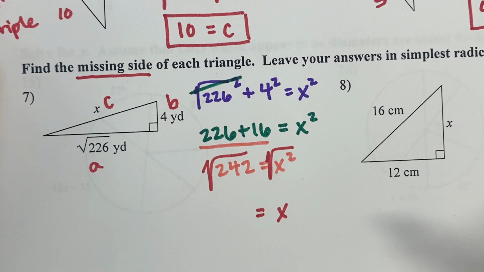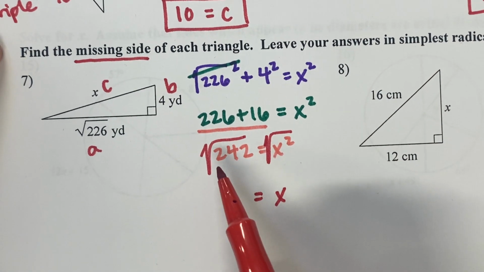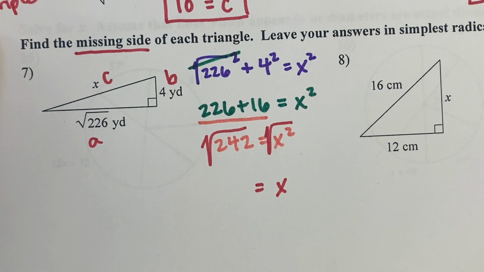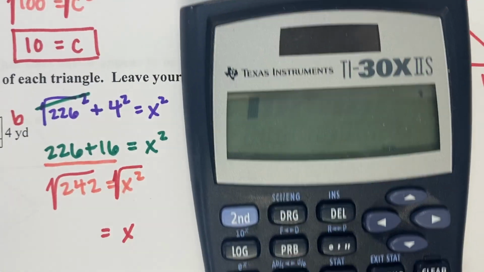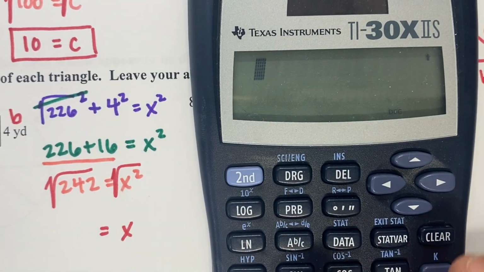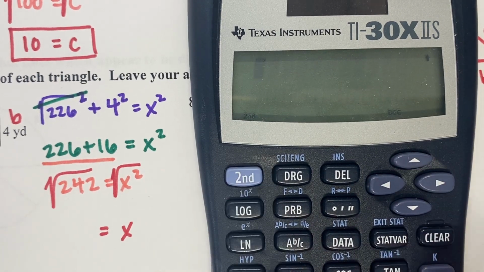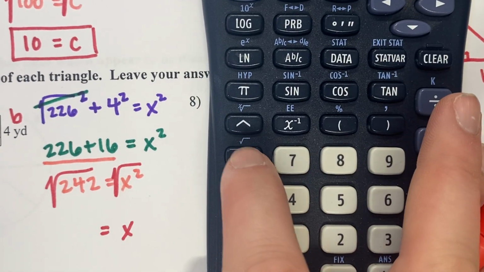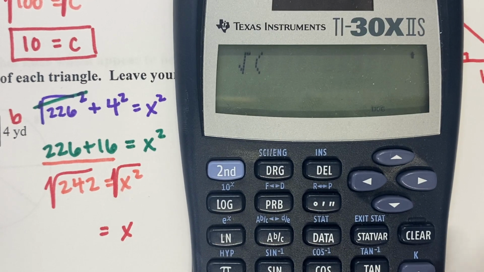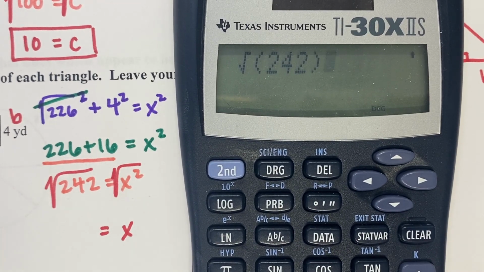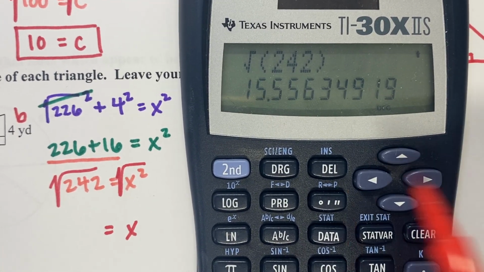So I get x is equal to, now I don't know what the square root of 242 is off the top of my head. I don't think it's a perfect square. In fact, I know it's not a perfect square. So we're going to go to our calculator. In my calculator, you're going to click second. Then above the little x squared, there's a square root, 242. And we get this decimal.